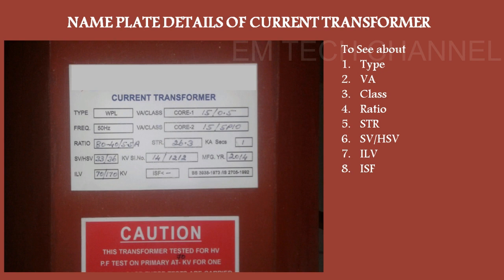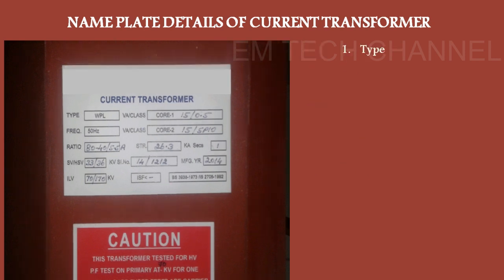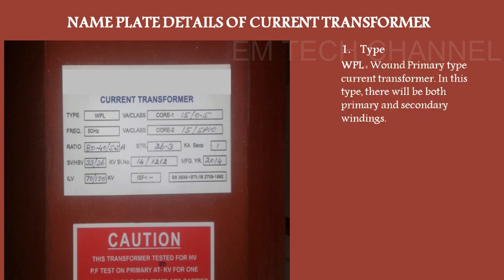First we will discuss the type. So what is type? It defines the construction of the transformer. There are three types of current transformer based on construction: one is wound primary, second is bar type, and third is toroidal or rectangular type, and each has its own abbreviation. In this particular current transformer it is given as type WPL, which means it is a wound primary current transformer. What is a wound primary?